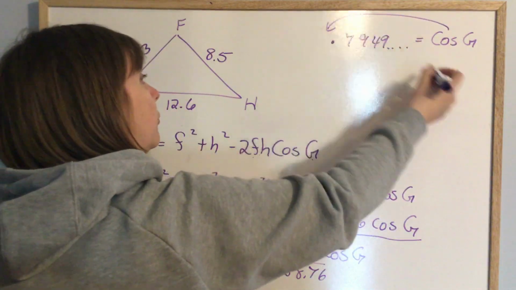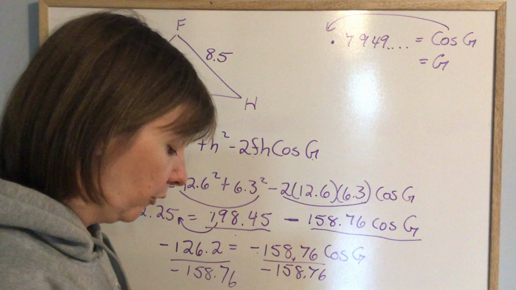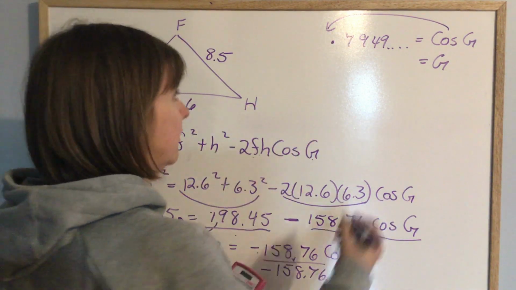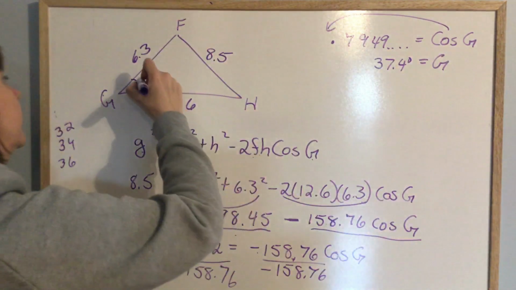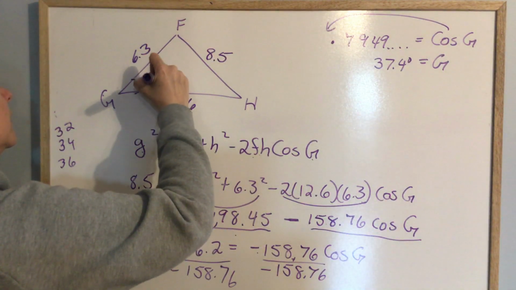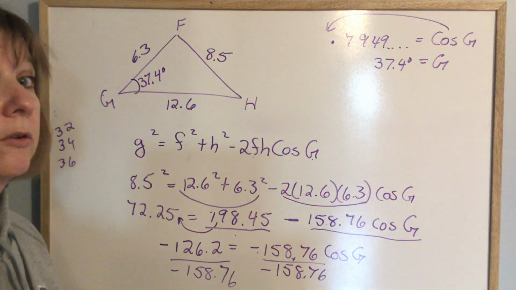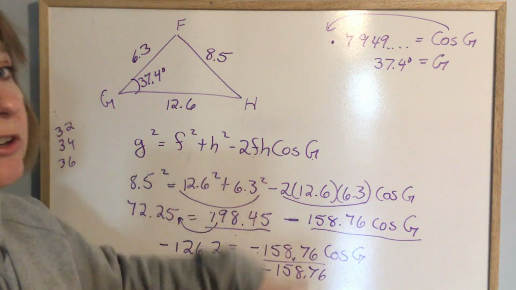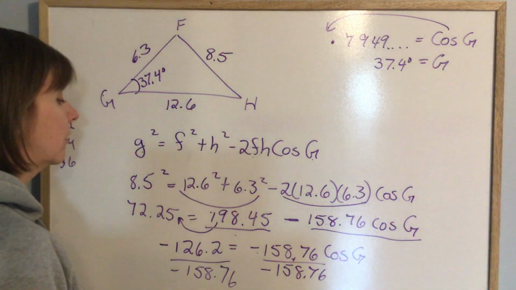I'm going to move the cos over here so it becomes arc cos. So shift cos of that big long thing is 37.4. So I've now figured out that angle G is 37.4. Pay attention to some of those things I was drawing your attention to, because those are the places where people mess these questions up.